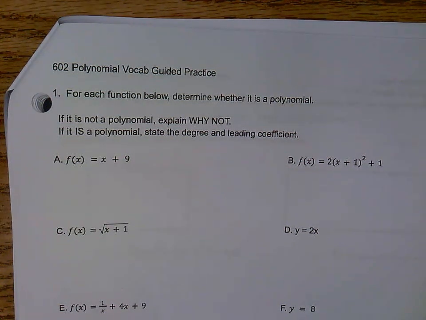So if you multiply this out, x plus 1 times x plus 1, you're getting x squared. So you're getting 2x squared. So 2 is the leading coefficient.